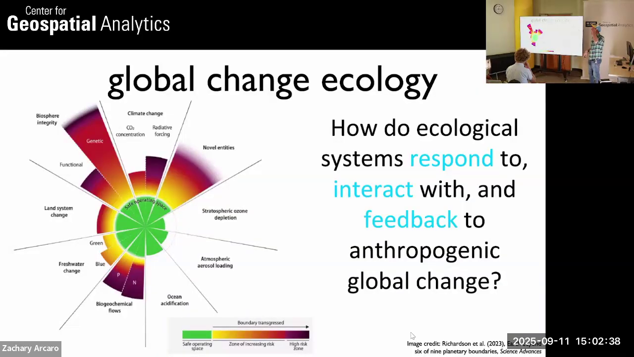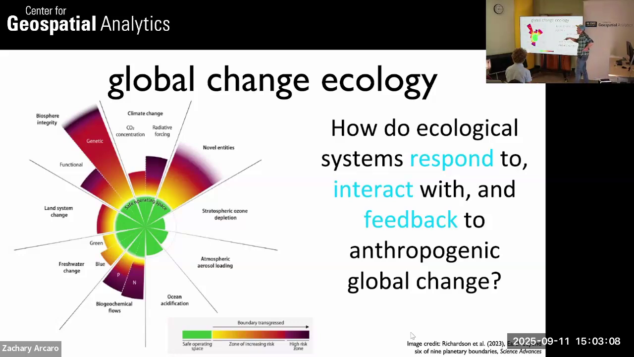So broadly speaking, just to kind of introduce the sort of work I do, I'm a global change ecologist. And in global change ecology, what we try to answer is the question, how do ecological systems respond to and interact with anthropogenic change? And of course, there's a lot of ways that anthropogenic activity is changing the Earth system, conceptualized over here in this figure, which is from a paper that was trying to think through how far we've pushed the Earth system beyond what it can reasonably sustain.